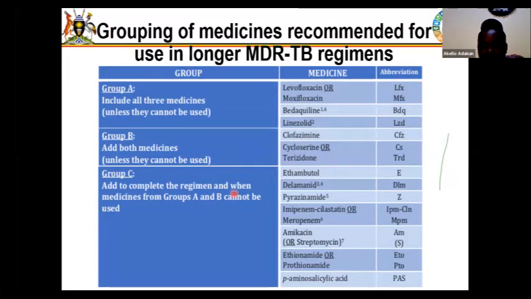Group C is only picked upon when we are unable to complete a regimen due to intolerance or resistance, meaning that the Group A and B drugs are not enough. This is ethambutol, which is a first-line drug. Delamanid, a new drug just like bedaquiline, pyrazinamide, imipenem. This one we don't use because it needs a central line. Amikacin can also be used. The only injectable that is now allowable is amikacin when there are problems with Group A and B, and we prefer not to use the injection-based regimen. We have ethionamide and also PAS.